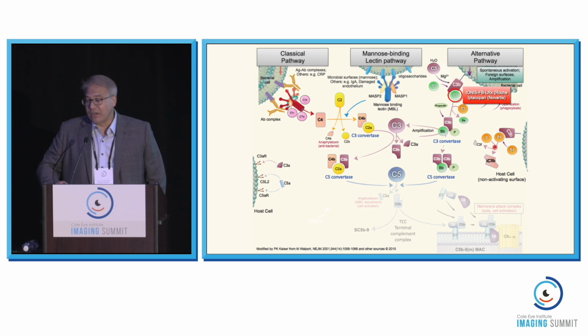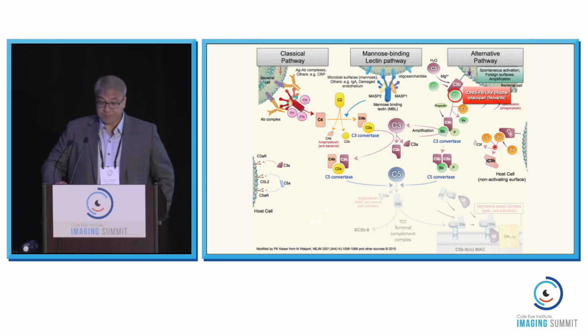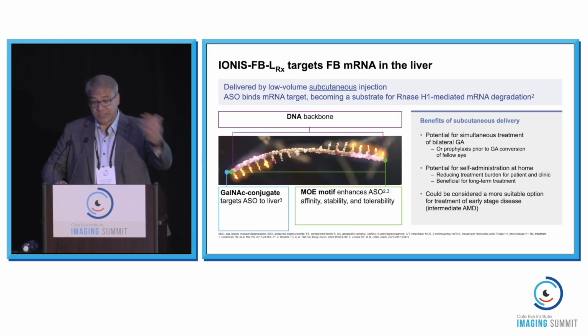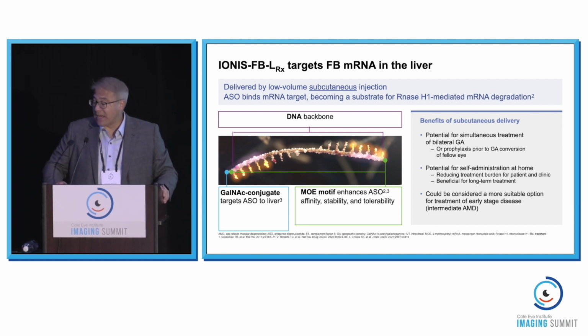Other companies are looking at targeting factor B. You can do this, which is the main rate-limiting step of the alternative pathway. They're using an siRNA to basically shut down factor B. Factor D.